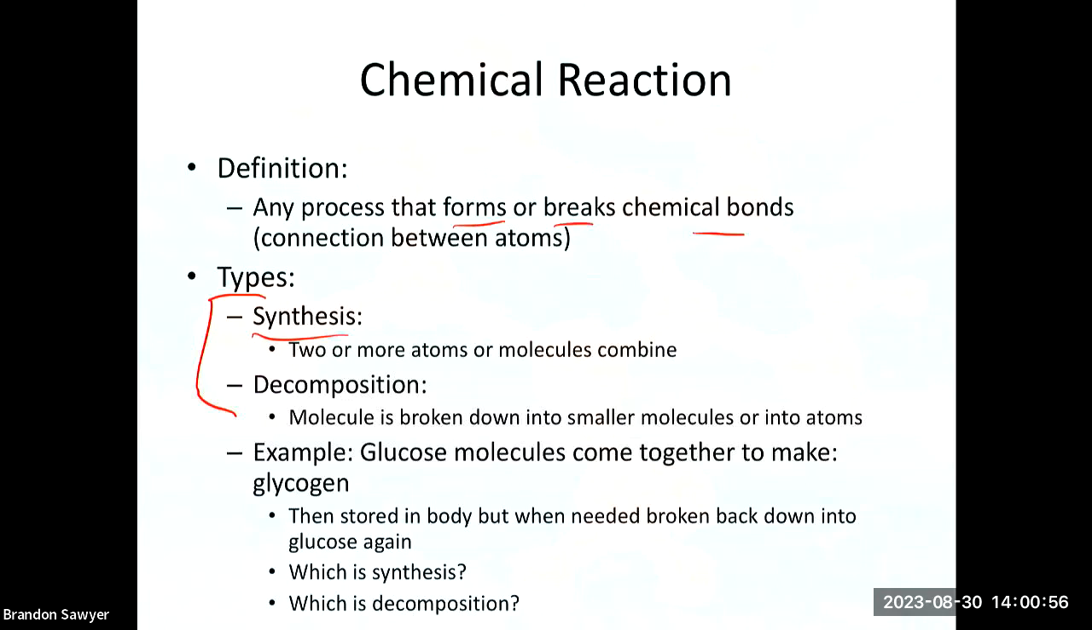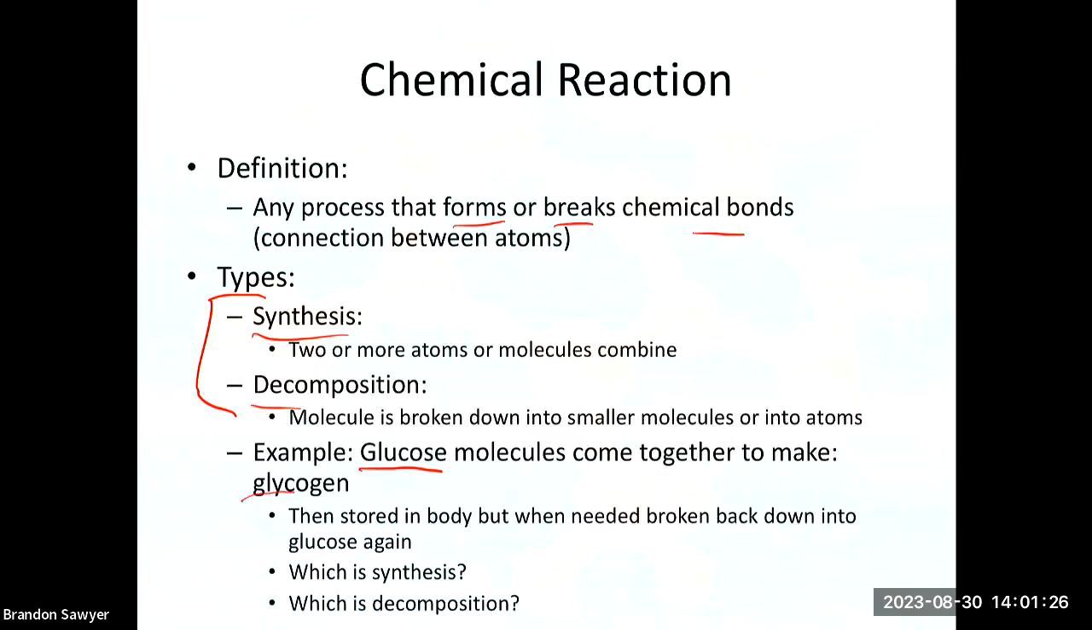But then there are decomposition reactions, which are the opposite of that. We take a molecule that's multiple things already, all put together, and then we break that apart and make multiple smaller things. Okay, so a couple of examples. Glucose molecules, which we'll talk about later on. Glucose is our primary monosaccharide, the primary carbohydrate in our blood, our blood sugar. Those can be put together.